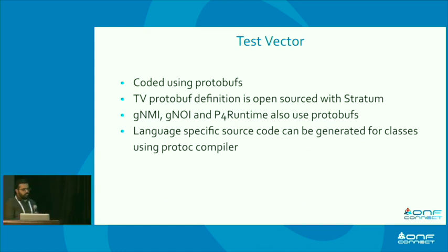Using a proto compiler, we can generate language-specific source code to generate classes for those test vectors. So the proto compiler can generate Java code, Python code, Go code for the test vector, so that you can also implement a runner.